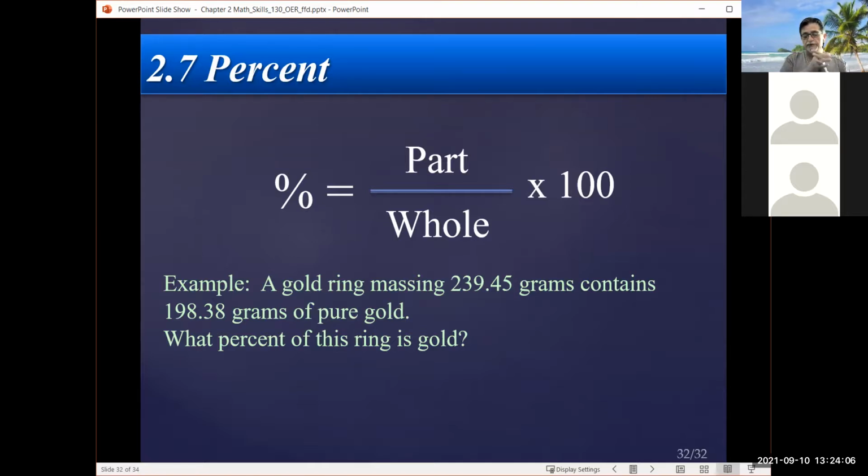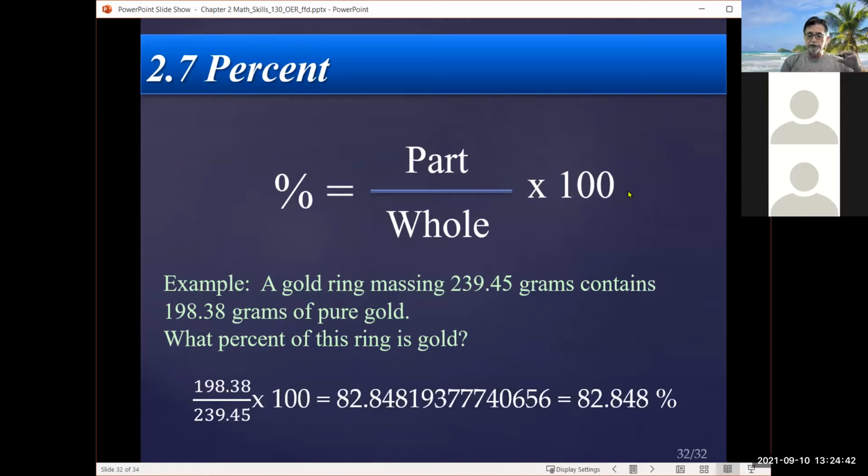So in this example, it says the gold ring has a mass of 239.45 grams. It was analyzed, and it was determined that it had pure gold. The pure gold in it had a weight of 198.38 grams. The question is, what percent of this ring is gold? The part is the pure gold itself, which is going to be a number much less than the whole. And the whole is 239.45 grams. Plugging in the numbers times 100, you get 82.84819, et cetera, et cetera.